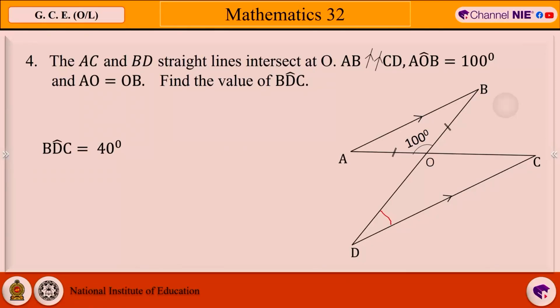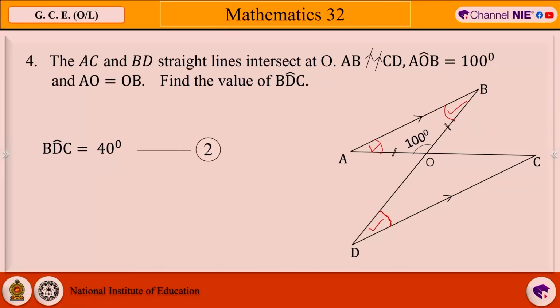Here, you can see that BDC angle equals ABD angle. This angle equals this angle, isn't it? Why? What's the reason? They are alternate angles. After that, it is given that OA and OB are equal. So, from that fact, you can take these two angles are equal.